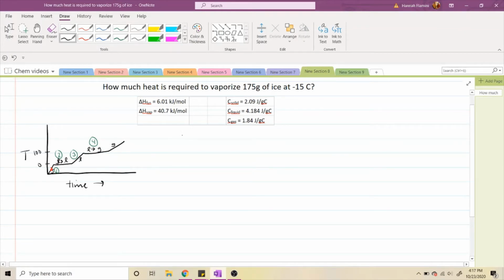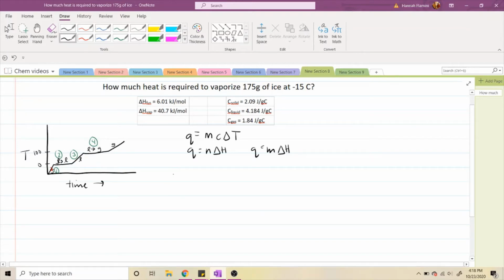There are 2 equations we'll need for this problem: Q equals mc delta T, and Q equals n delta H, or Q equals m delta H. You can use either one. It just depends on the units your delta H values are given in. Here they're given in moles, so we can either convert these to grams, or you can convert the grams given into moles. But we'll get to that when we get to that segment.